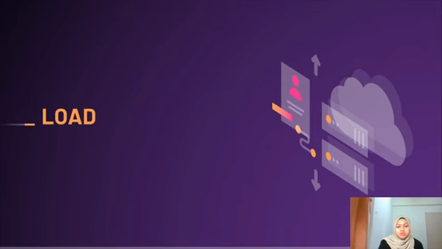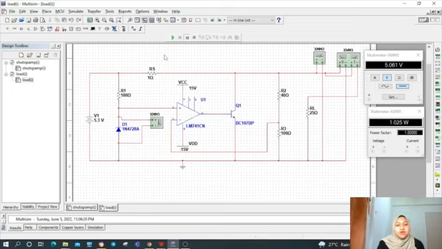Okay, next part is load. For the load, we use the same circuit, the voltage regulator. We use the wattmeter to measure the watt and put it at the load. Then for the value of watt, we get 1.025 watt, which is similar to the given specification, power equals 1 watt.